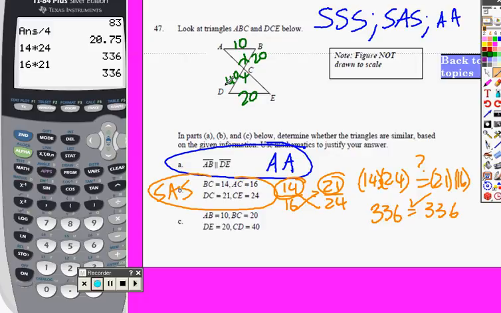However, the angle that I know is congruent is not inside. It's not the included angle. The included angle would be B and D. And since I don't have enough information to say that B and D are congruent, I don't have side, angle, side. So unfortunately, no, C does not give us similar triangles.